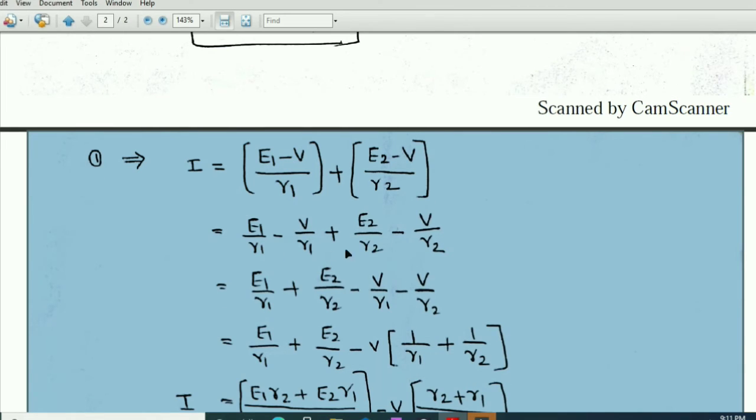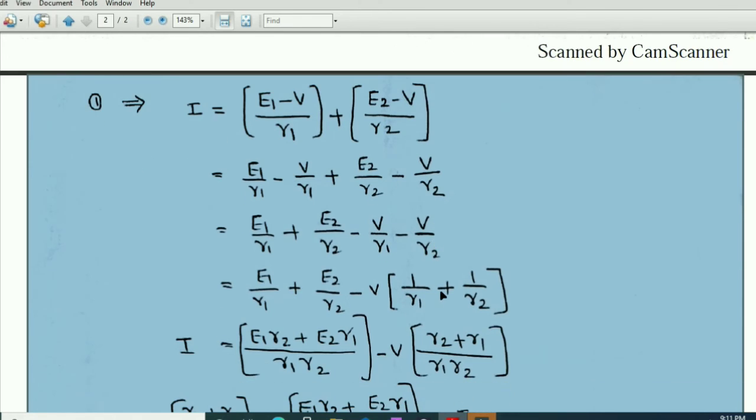Now similarly these two terms, the EMFs, let us write together. So E1/R1 plus E2/R2. After writing these two together, we are left with minus V/R1 and minus V/R2. Now E1/R1 plus E2/R2 as it is I have written. From these two terms I am taking V common. If you take V common, in the first term we are left with 1/R1, plus, minus also we have taken common, in the second term we are left with 1/R2.